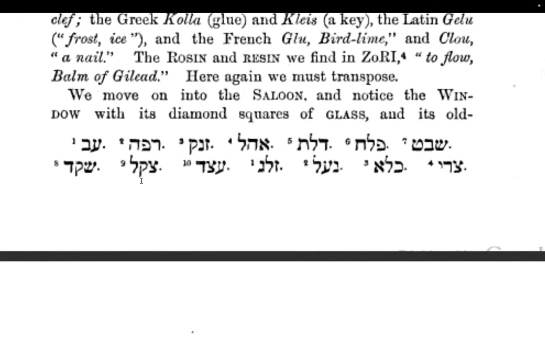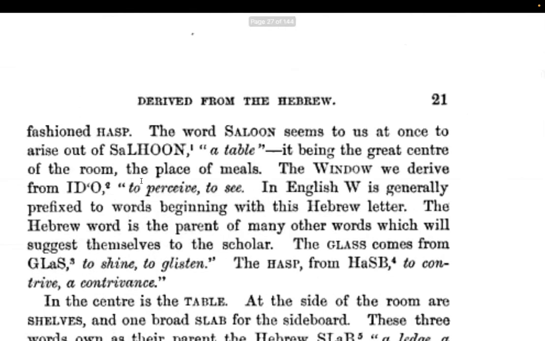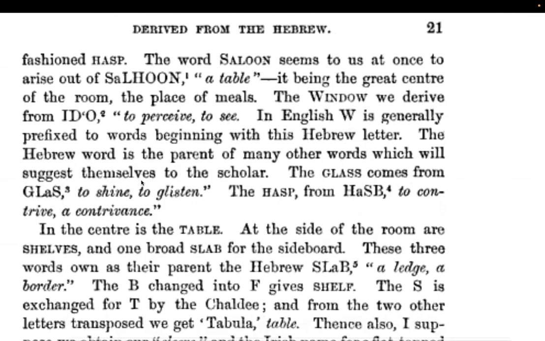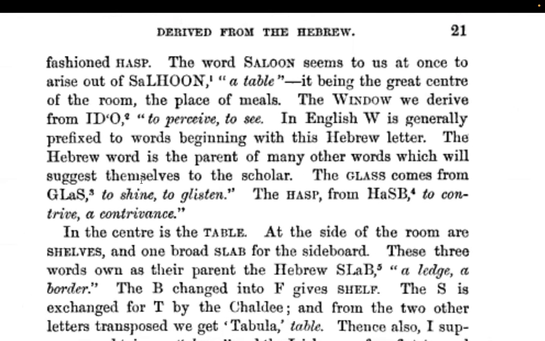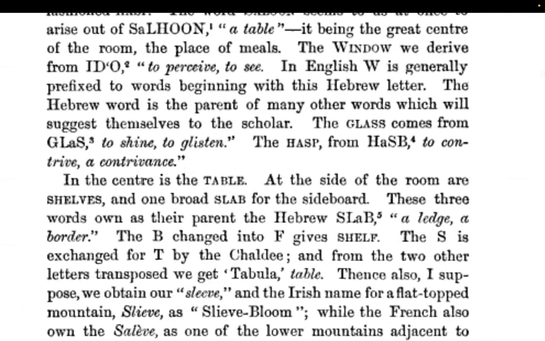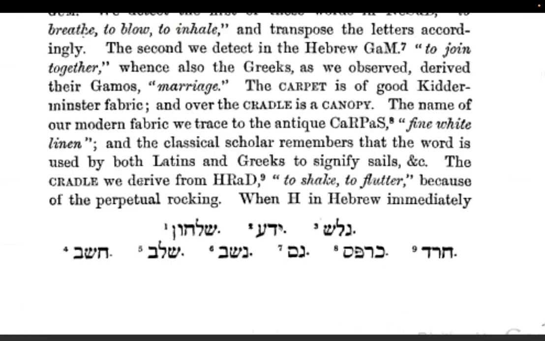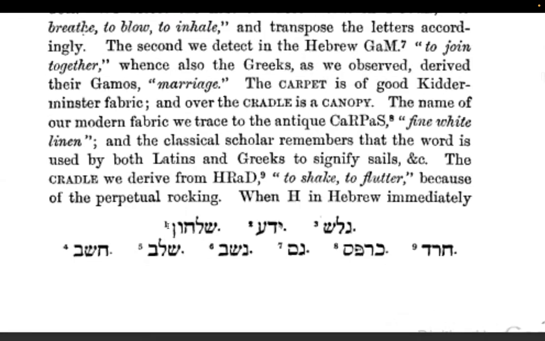We move on into the saloon and notice the window with its diamond squares of glass and its old-fashioned hasp. The word saloon seems to us at once to rise out of shalun or shalhoun, a table, which comes from the word shalhoun, shin lamed chet, wa nun. That noon is a noon sofit.